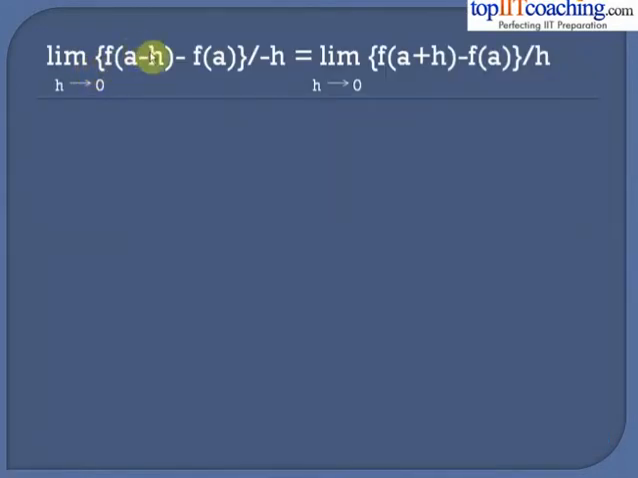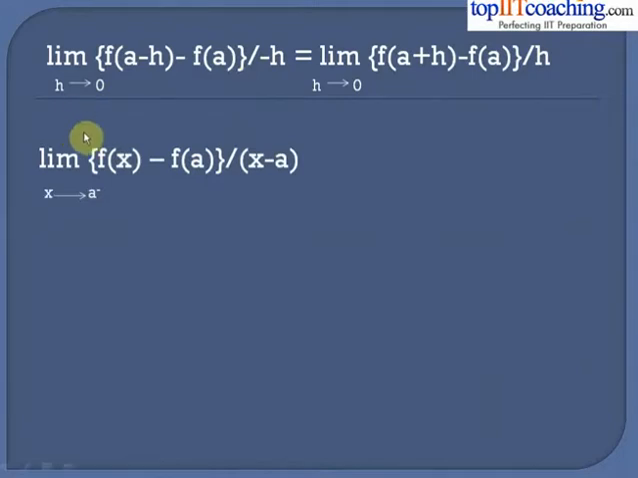limit of (f(a minus h) minus f(a)) divided by minus h when h tends to 0 is equal to the limit of (f(a plus h) minus f(a)) divided by h when h tends to 0, where the limit of (f(x) minus f(a)) divided by (x minus a) when x tends to a negative, that is x is just less than a.